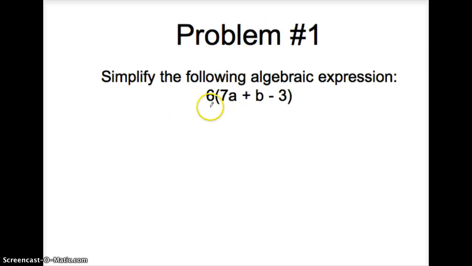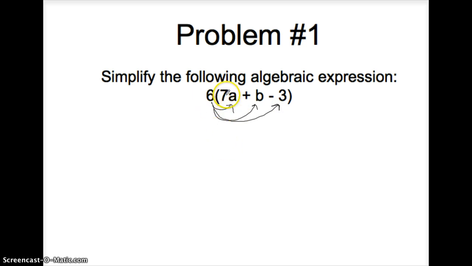Here's the first problem. Please pause the video and write this down. We are simplifying this algebraic expression. Remember, simplify means to make it smaller, so we are reducing the number of terms. We're going to multiply this 6 into all these terms within the parentheses. This arrow is just to show you. You don't need to draw that in your notebook, but you can if you need it.